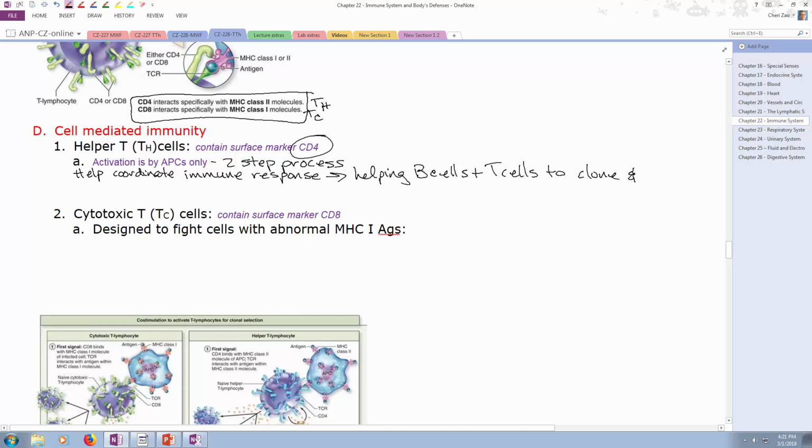and activate, and do their job, which is a complete activation. So activation equals presentation via MHC plus co-stimulation.